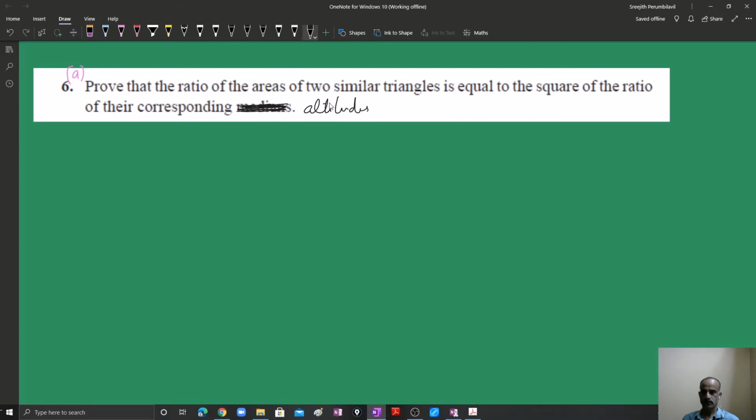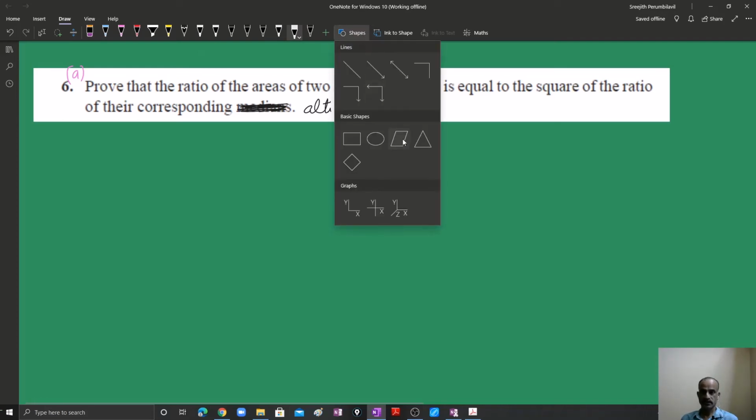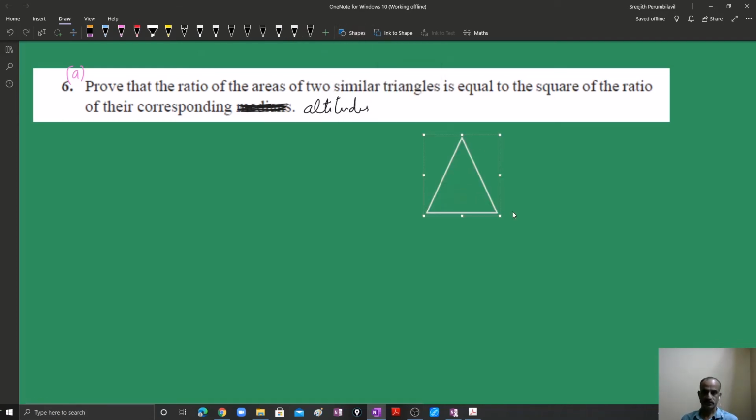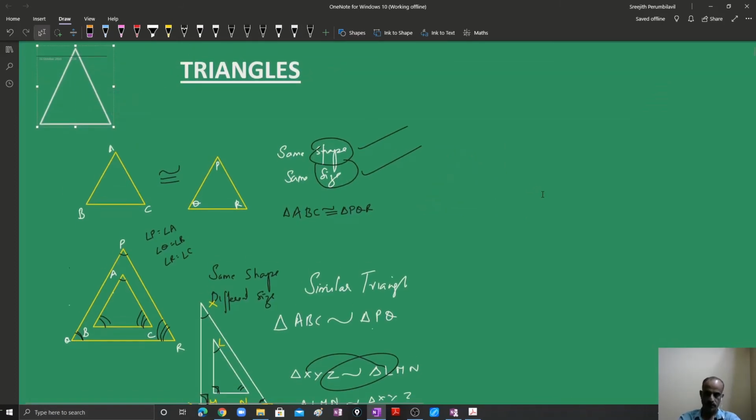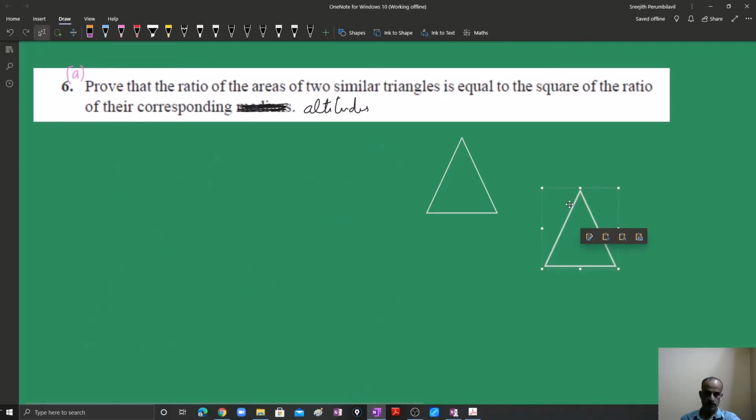altitudes. Prove that the ratio of the areas of two similar triangles ABC and PQR is equal to the square of the ratio of their corresponding altitudes.